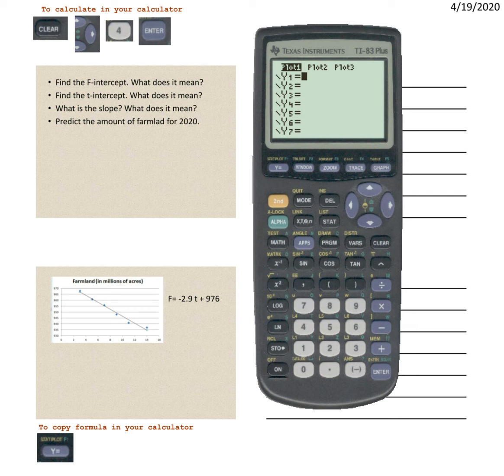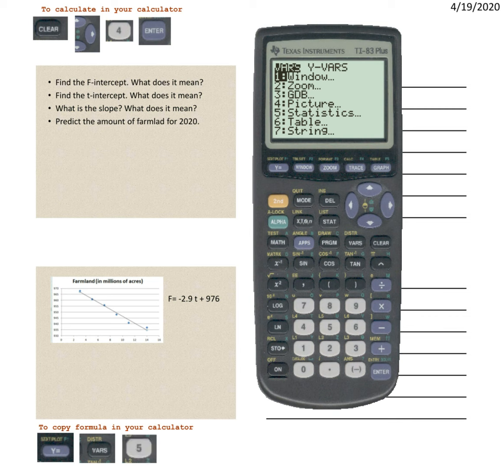So to get it placed in there, we want to go to the vars button underneath your arrow keypad, right next to your clear button, push the vars button. It looks like this now. And you want to select option number 5. So button number 5 gives you your statistics option. Button number 5, push the 5, gives you statistics, which gives you this menu. And now you want to go to the right twice. So push the right button twice.